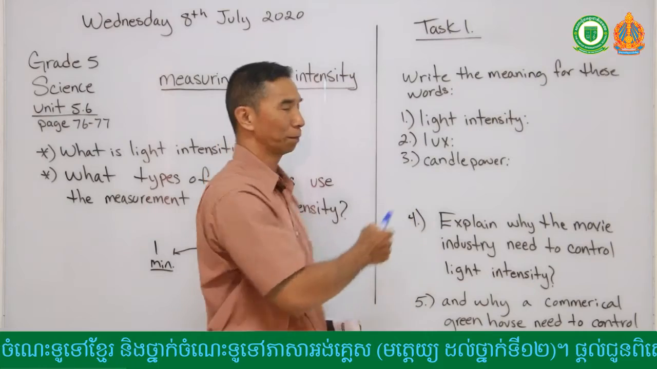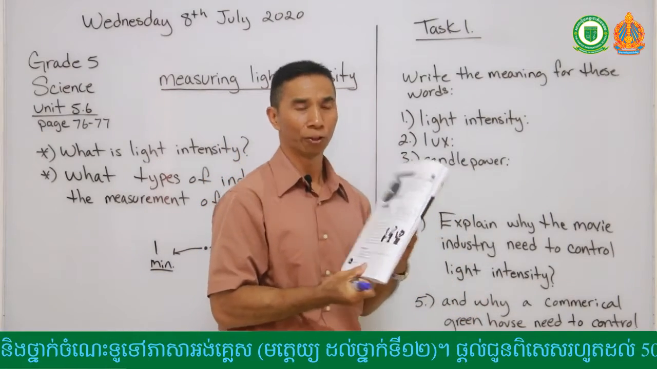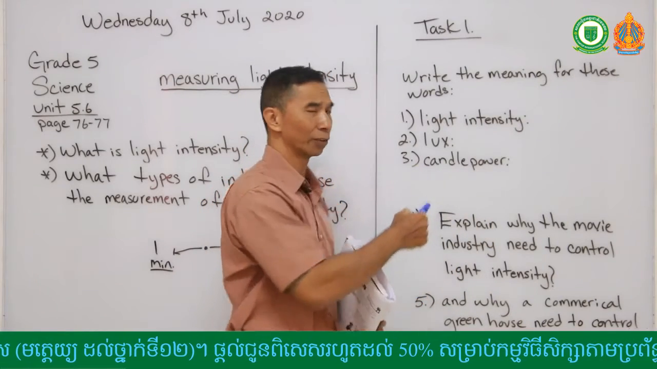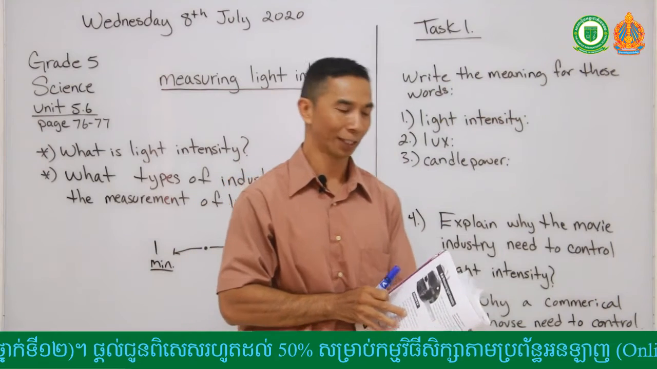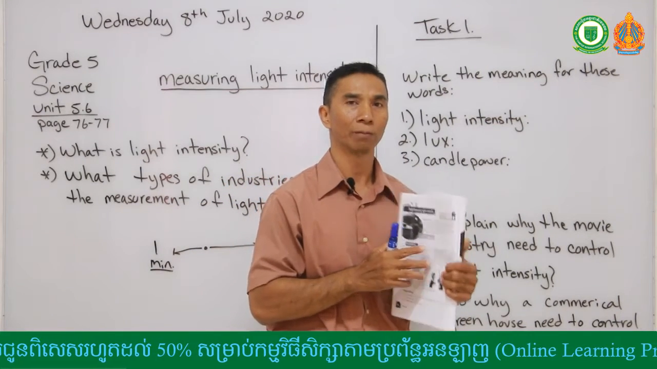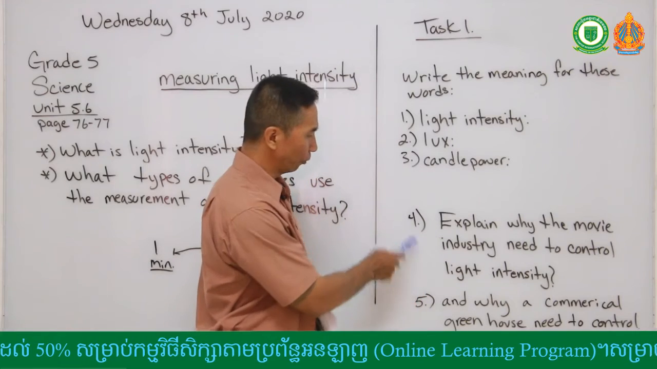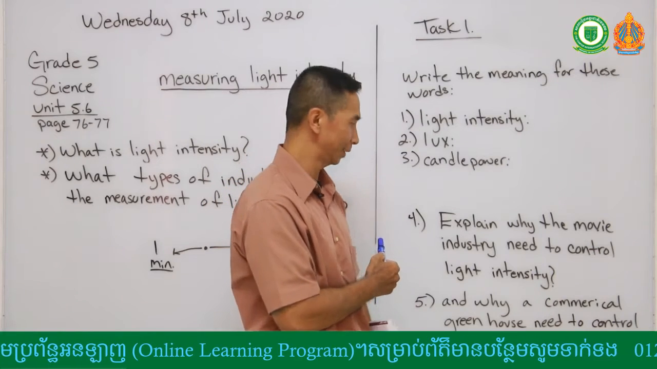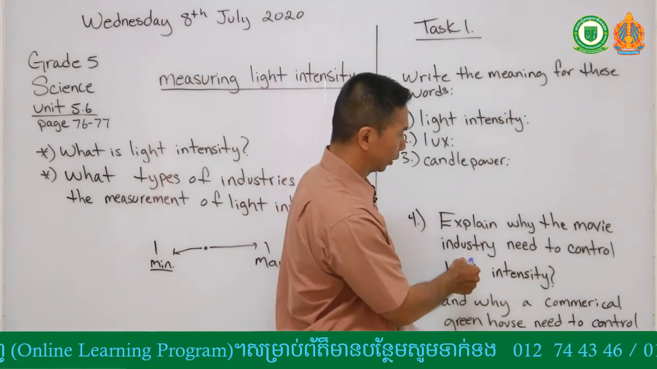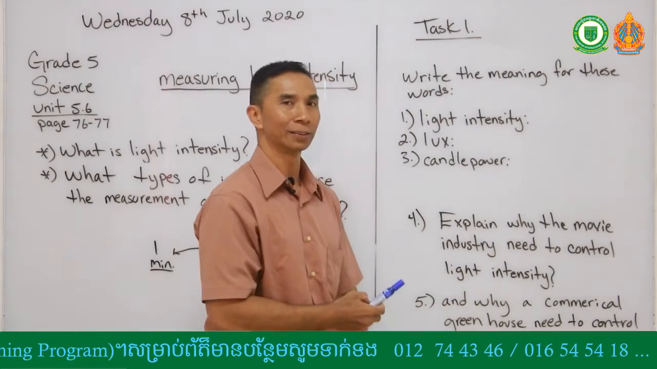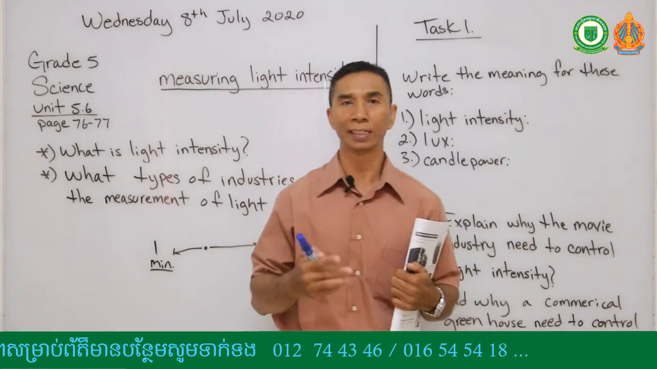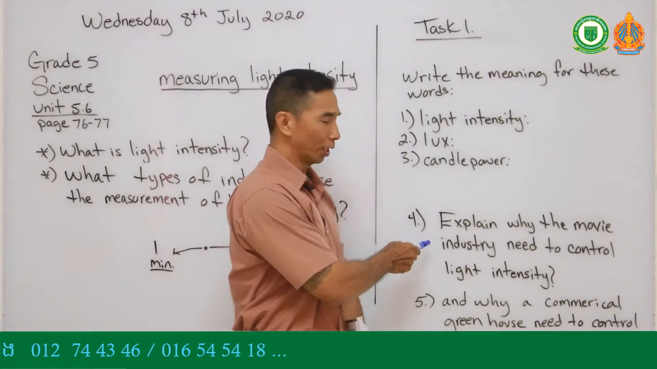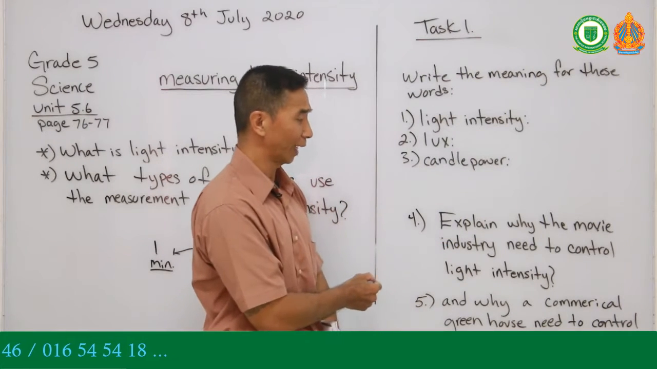And number 3, candle powers. We talked about candle powers a few minutes ago, and candle power is also explained on page 76. I want you to write the meaning of the word candle powers in your own words, okay? So do not copy the meaning from the book, but write it in your own words. And for the 4th and 5th questions, I want you to write in your notebook at least a paragraph or more, okay, class? Explain why the movie industries need to control light intensities. Remember, we talked about movies, how certain scenes or certain sets need to be light or need to be dark. I want you to write a paragraph explaining why they need to control light intensities.